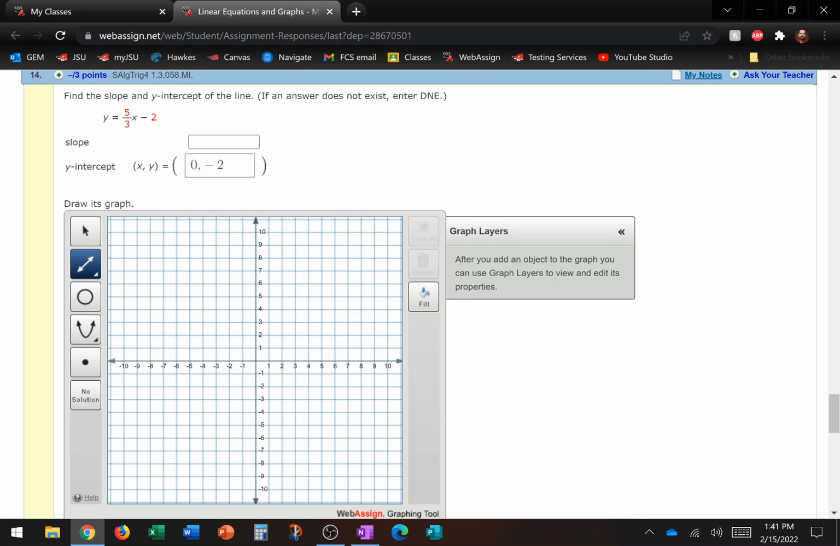And then how could we get another point? Up 5, over 3, so we'll go up 5, 1, 2, 3, 4, 5, over 3, 1, 2, 3. Click there, and it's going to draw the line in for you. I just forgot to bring my mouse today. So click the first point, count over to your next point, click it, and the line will pop up.